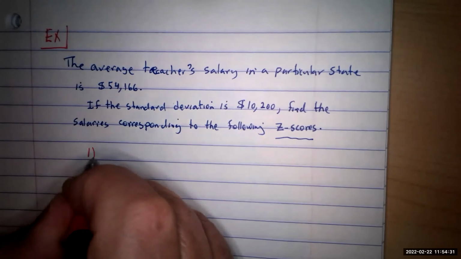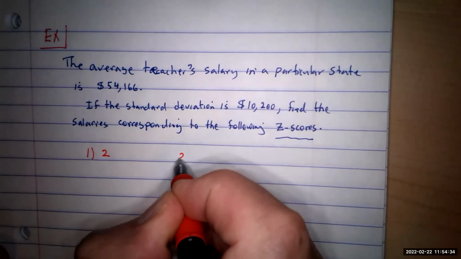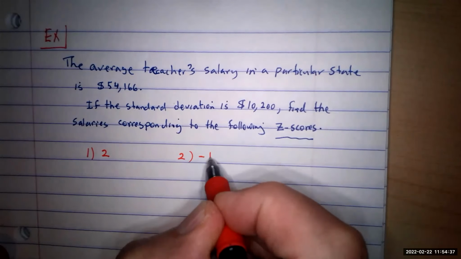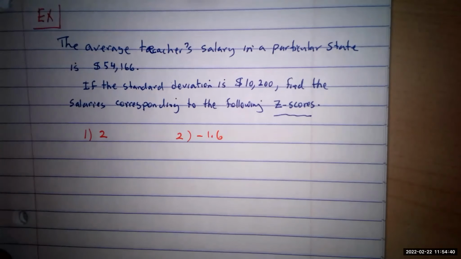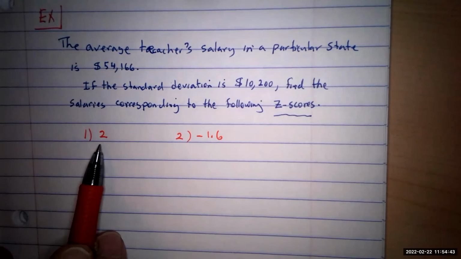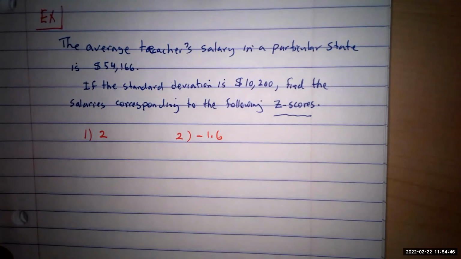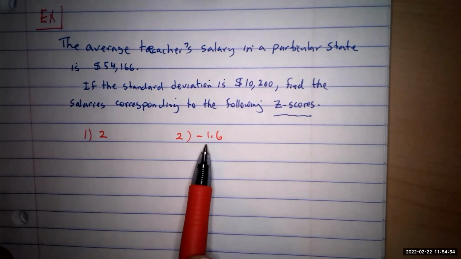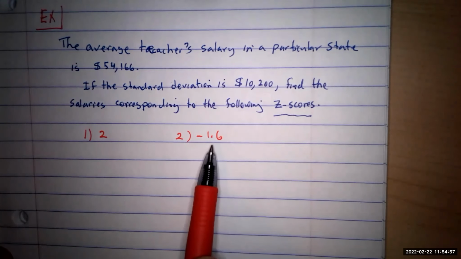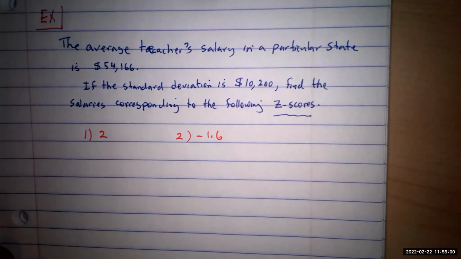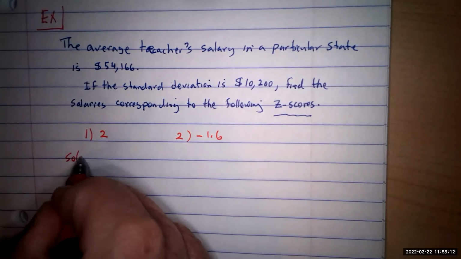So we have two cases, the case that z is equal to 2, and the case that z is negative 1.6. You must know that z equal to 2 is a good salary, because it means the salary is 2 standard deviations above the mean. But negative 1.6 is not as good. It means this salary is 1.6 standard deviations below the mean. Okay, so this is how we're going to do these types of problems. Just make sure you get it right.